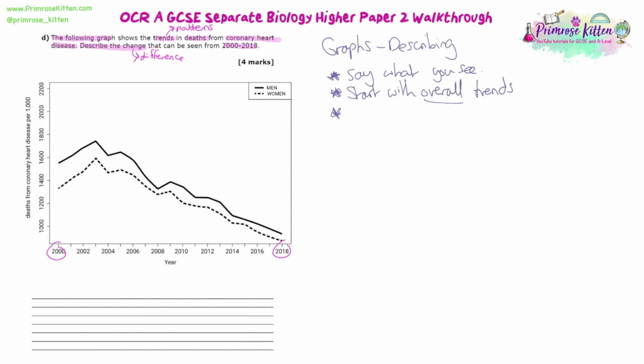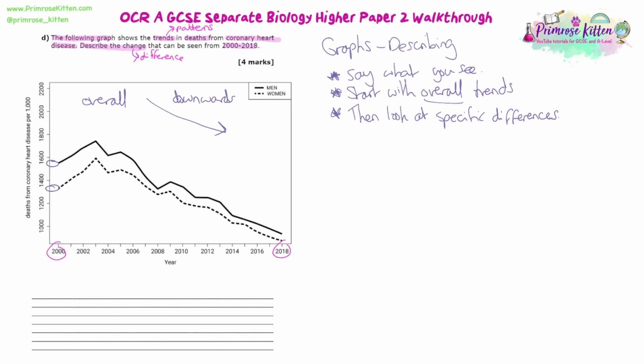We need to try and use data points to back up our answers. So bits from the graph that we can talk about reading off the axes. And then obviously making sure that we've got enough different points for the number of marks we have in total. So this is a 4-mark question, so we're looking for lots of different things we can say. So let's start off with our overall trend.